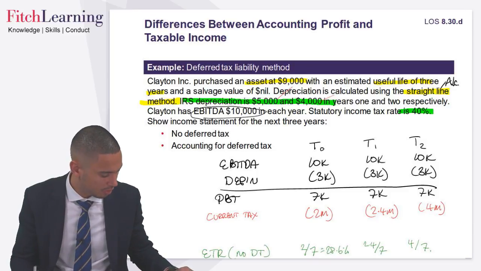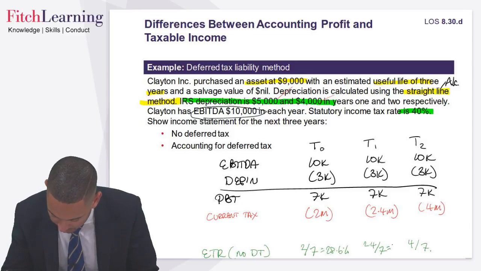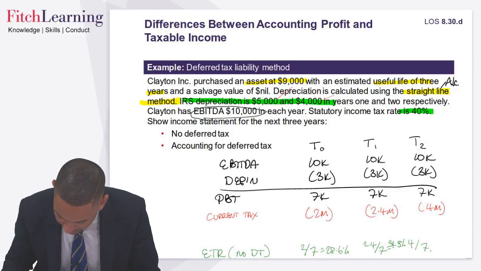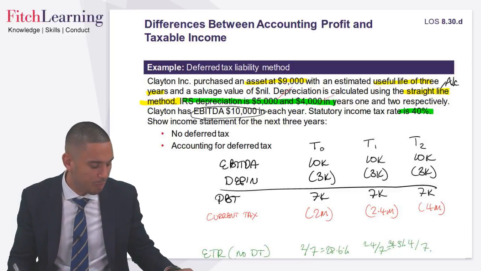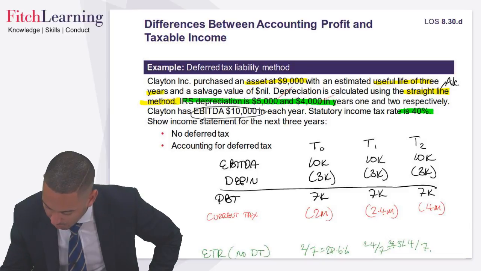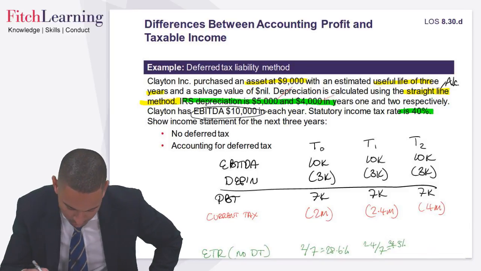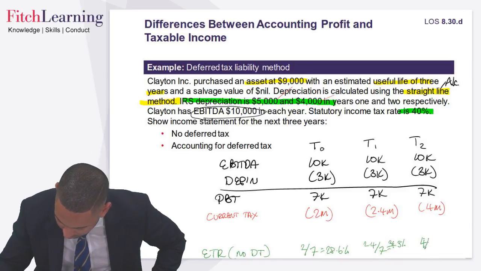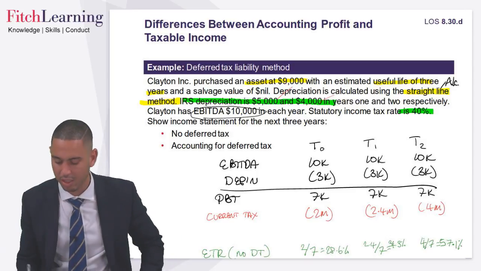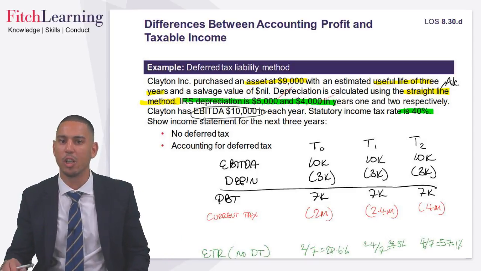2.4 divided by 7, I'm getting 34.3%. And then we've got the whopper, 4 divided by 7. That is an effective tax rate of, just going to move that across, 4 divided by 7, 57.1%. Absolutely huge.